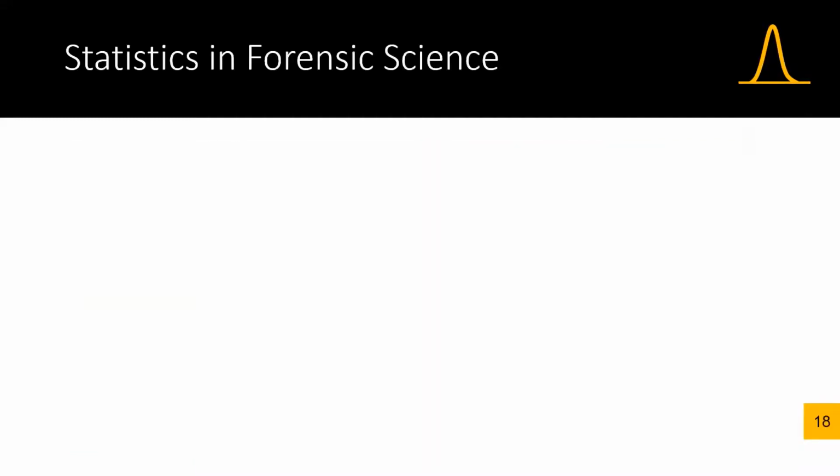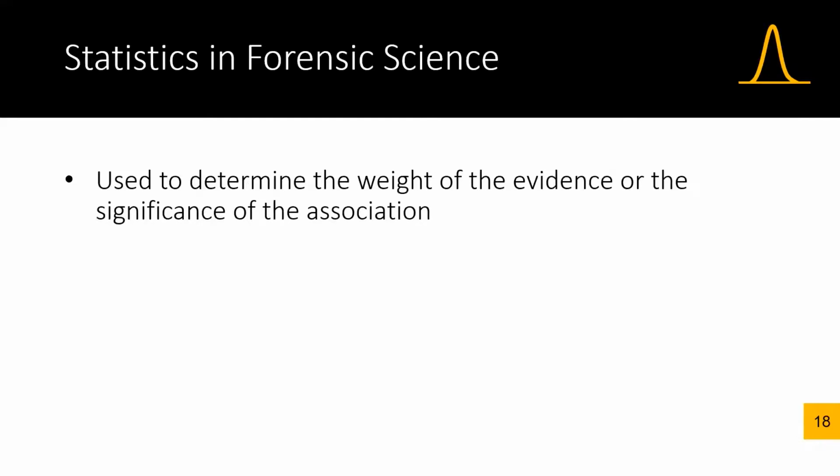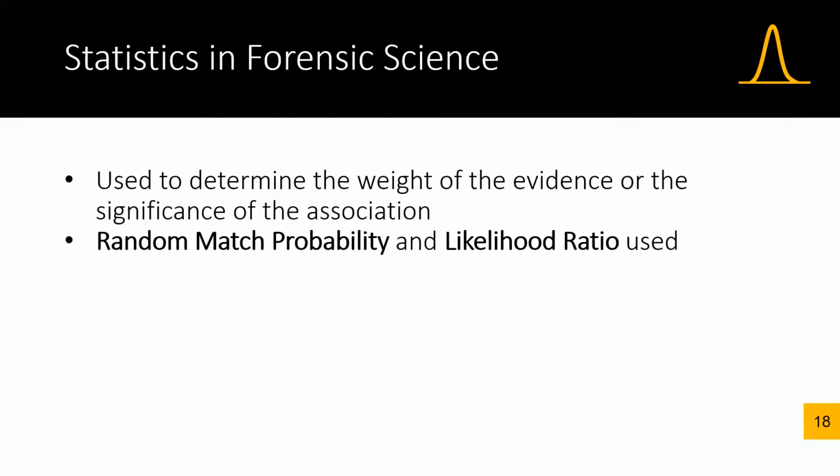Next, let's talk a little bit more about statistics and forensics. So statistics and forensics are important to understand the weight of the type of evidence being presented. For example, a DNA profile. Statistics are used to determine the significance of an association. There are two statistics that are normally used. They are called the random match probability calculation and the likelihood ratio.